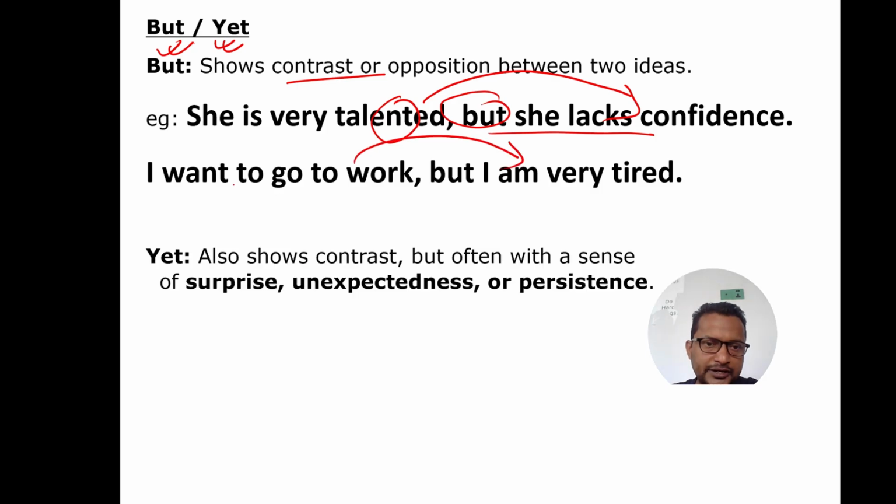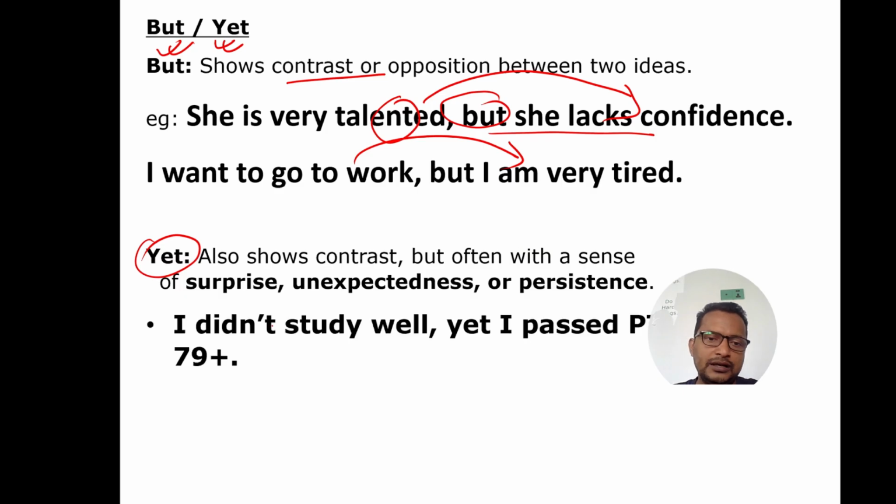But yet will be used if the result is surprising. Like for example, I don't study well, yet I passed PTE with 79 plus. Here you are not using but, because here the result is surprising. Generally, if you don't study well, then you are not expected to pass PTE with 79 plus, right?